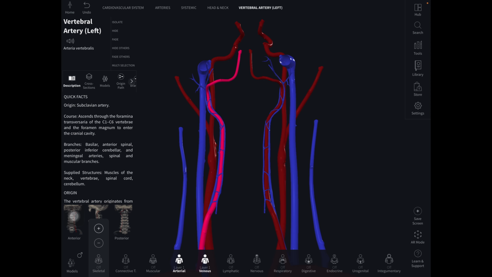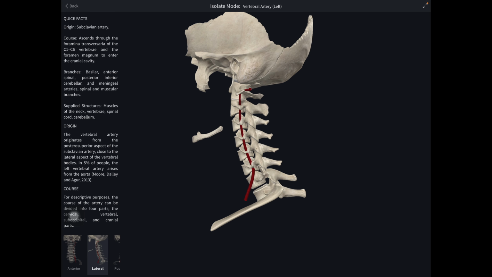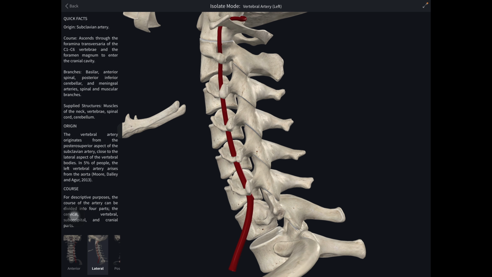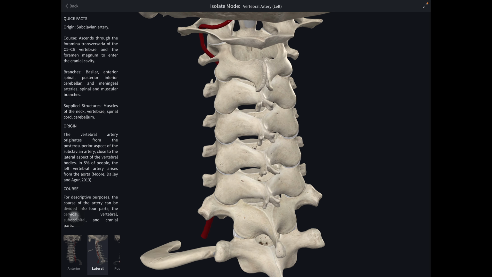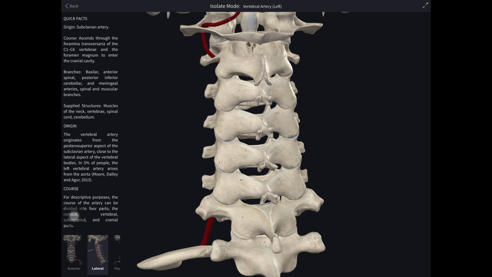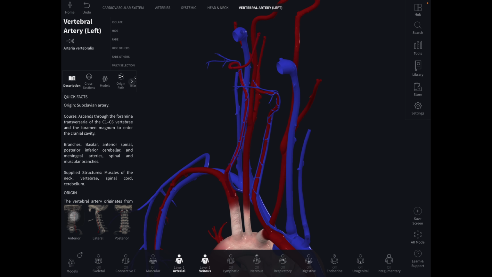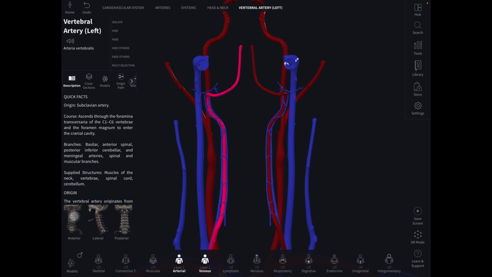So if I bring the bones back, or if we actually look at the X-ray here, we can see where they travel through these small passageways, these little foramen in the vertebral columns, and as they travel up, they become the posterior portions of the circulation to the cerebrum: posterior cerebral arteries, basilar artery, etc.